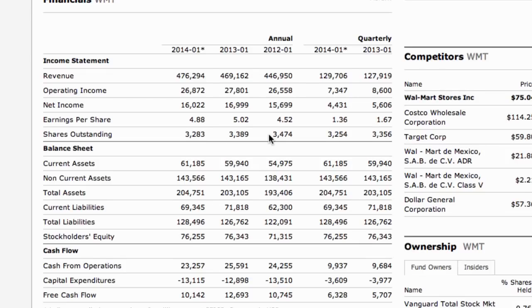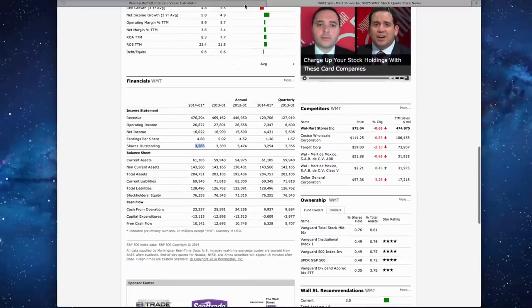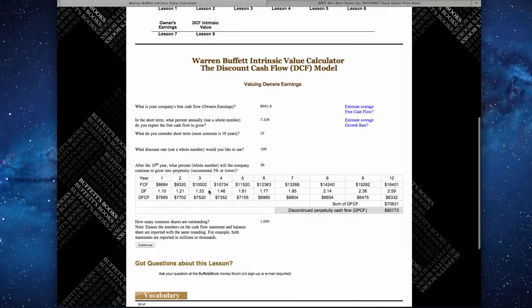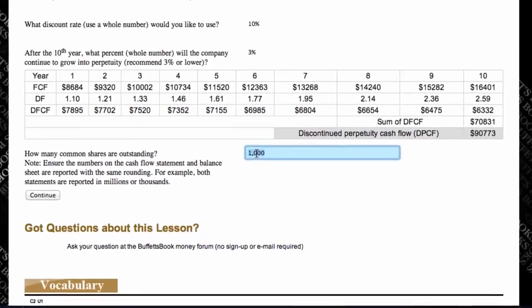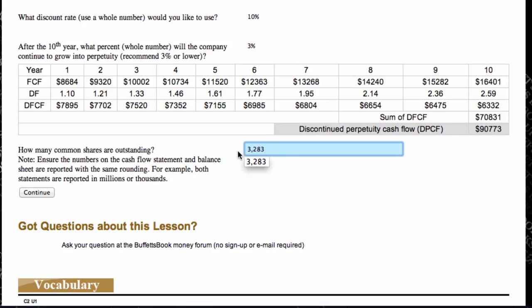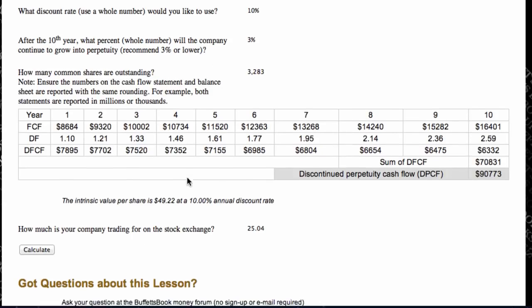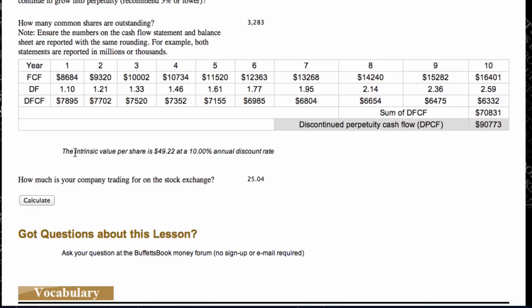And if you remember, we dropped all the zeros off, so we can just use 3,283 when we put that into our calculator. So I copied that number, and I pasted it into the field here. When I click continue, it's going to automatically figure out our intrinsic value based off of all those inputs. Okay, so right now the intrinsic value per share is $49.22 at a 10% annual discount rate.